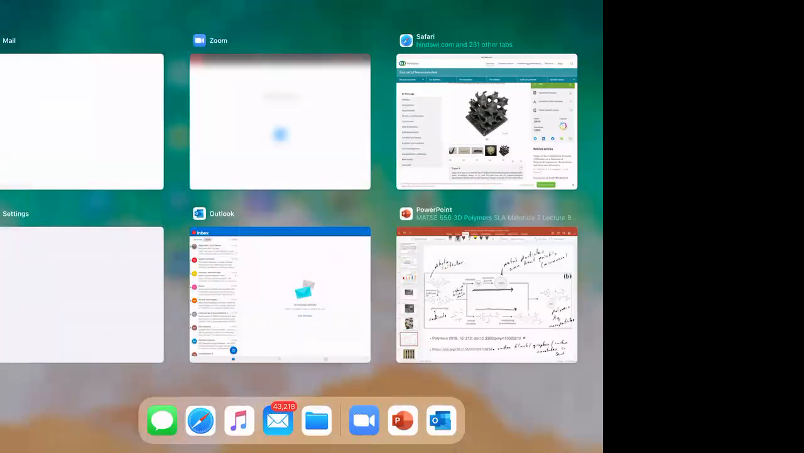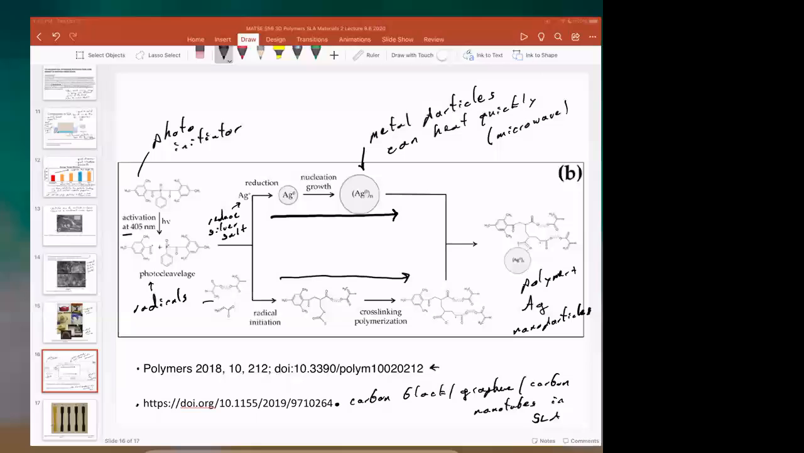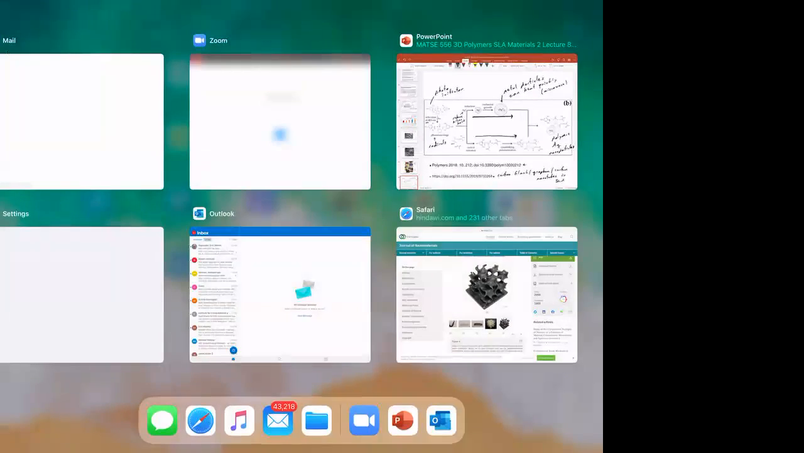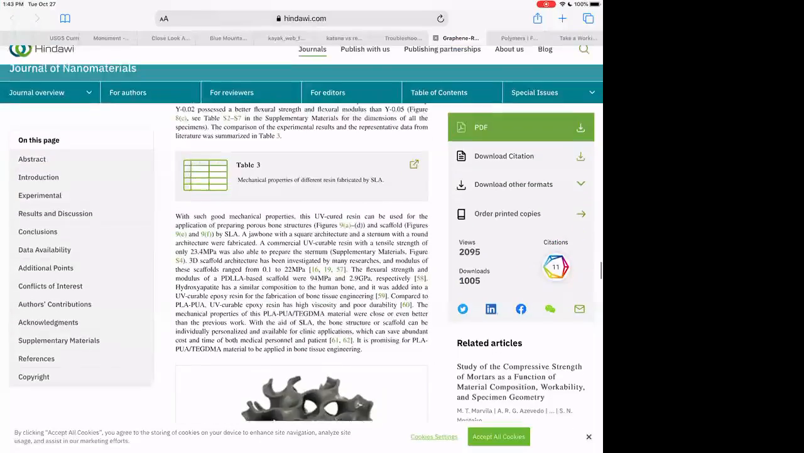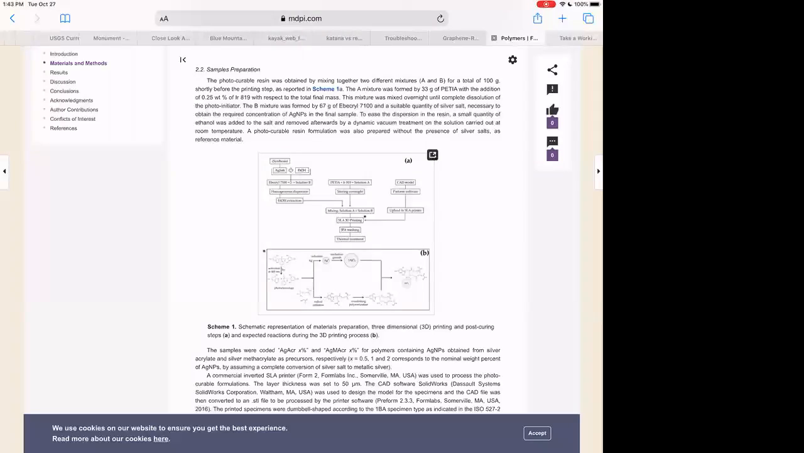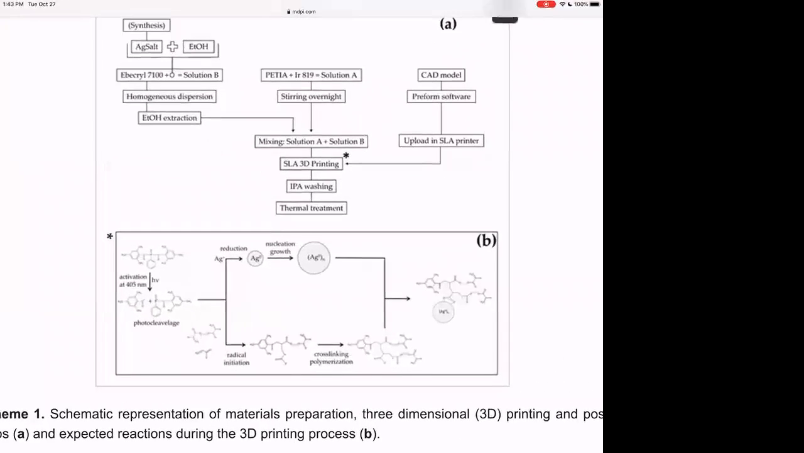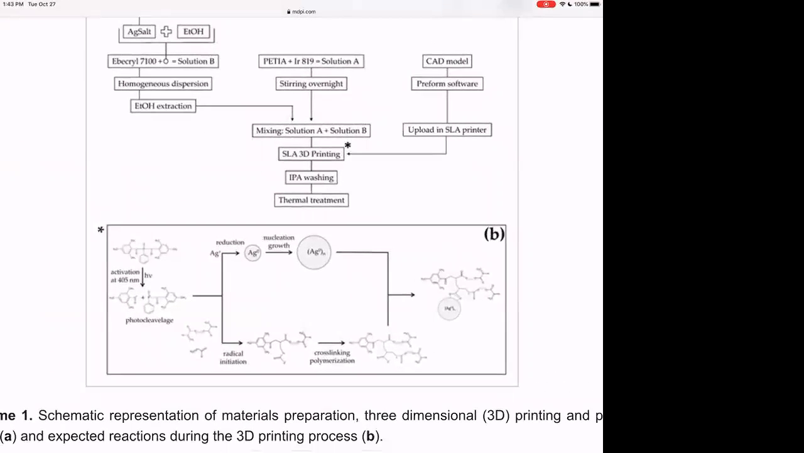The other paper that we talked about was this silver nanoparticle paper. We touched on this briefly last time, but I think it's worth looking at the paper itself. So if you go to this link right here, this is the paper. And this is the diagram that we looked at before, showing that you can now grow particles inside of an SLA resin.